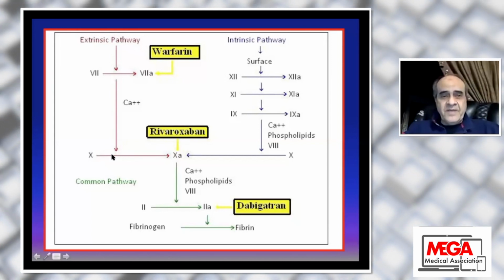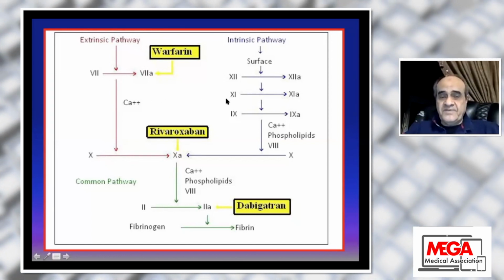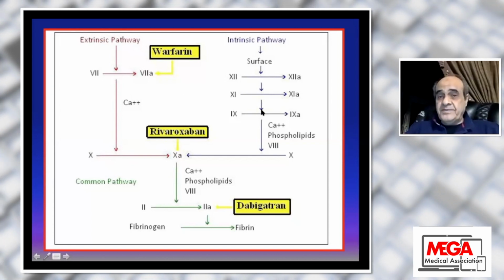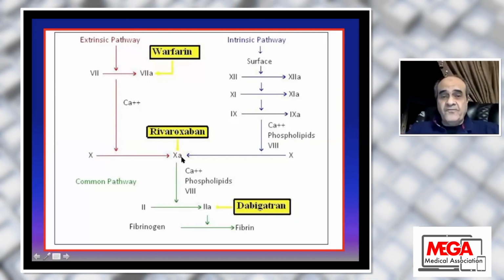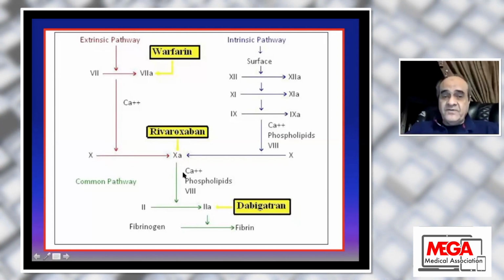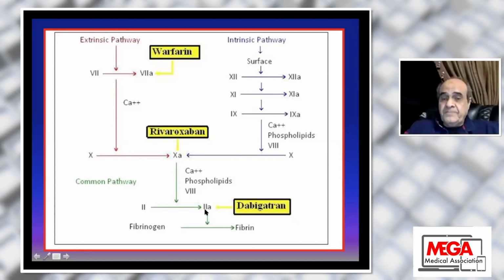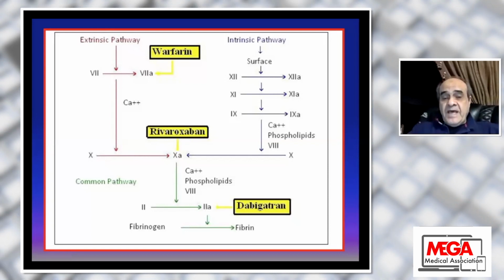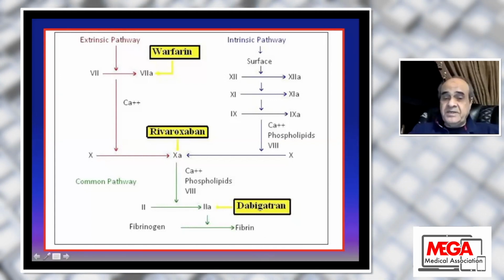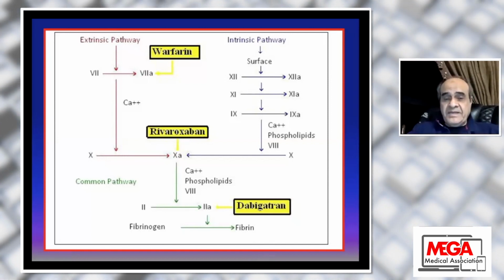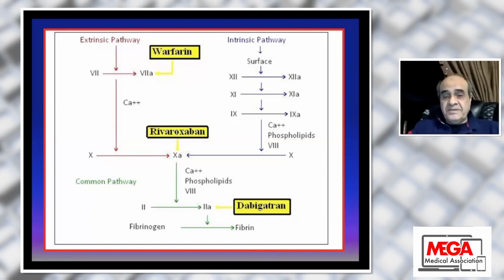As we see, very rapid. Factor 10 will be activated either by the extrinsic pathway through factor 7, or through the intrinsic pathway through factors 11 and 9, in the presence of calcium, phospholipid and factor 8, changing it to active factor 10. Active factor 10, in the presence of calcium, phospholipid and factor 5, will change factor 2, or prothrombin, to active thrombin. Thrombin will then act on fibrinogen and change it to fibrin, and through factor 13 it will be stabilized as a clot and become more firm. After that, the fibrinolytic system will start to act and destroy this fibrin.